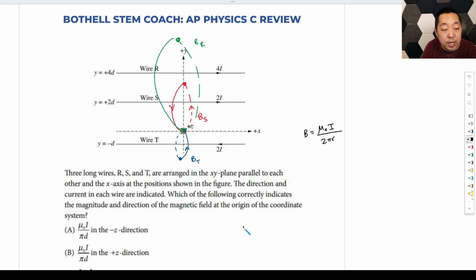So we're just going to add them up because they're all pointing in the same direction. This one is mu naught, and the current is 2I divided by the distance, which is going to be d. And then Bs, the magnetic field from S, is going to be mu naught 2I over the distance from this wire to this point. Let's see, this is minus d. That's at the origin. Oh, it's 2d. So it's 2d away. And then this one is mu naught 4I over the distance here, which is 4d, right?